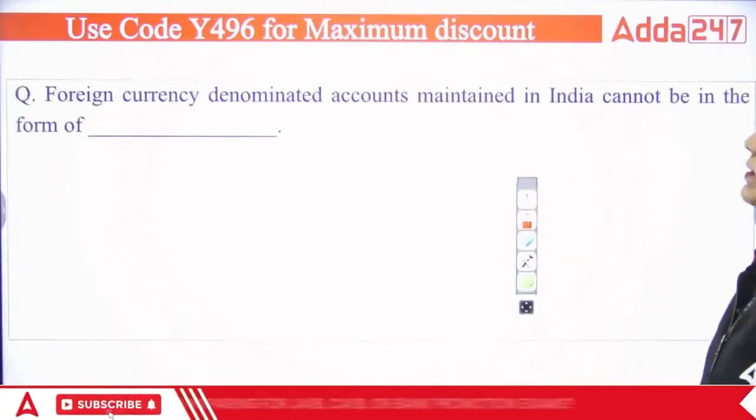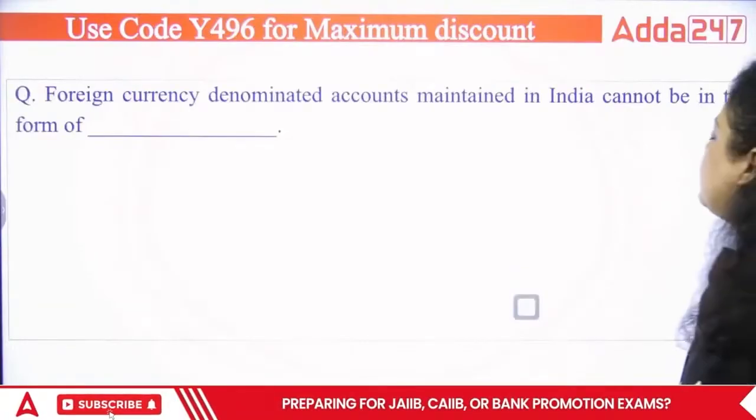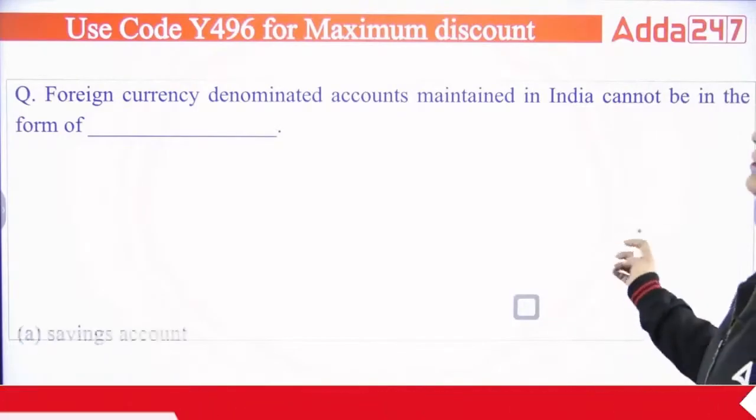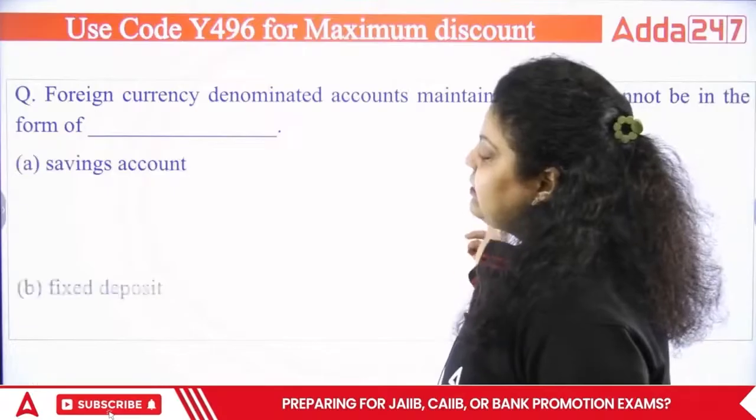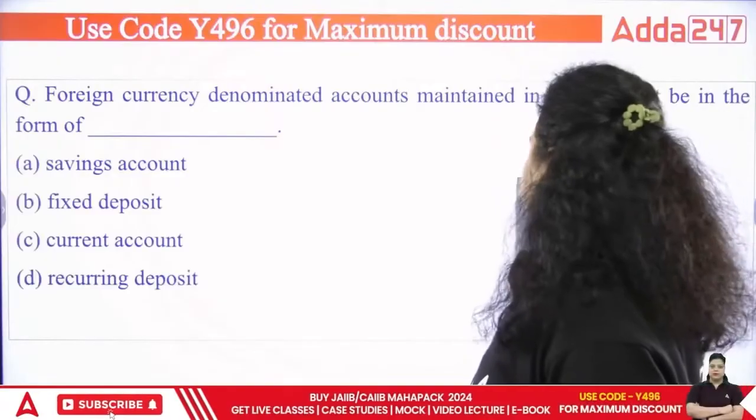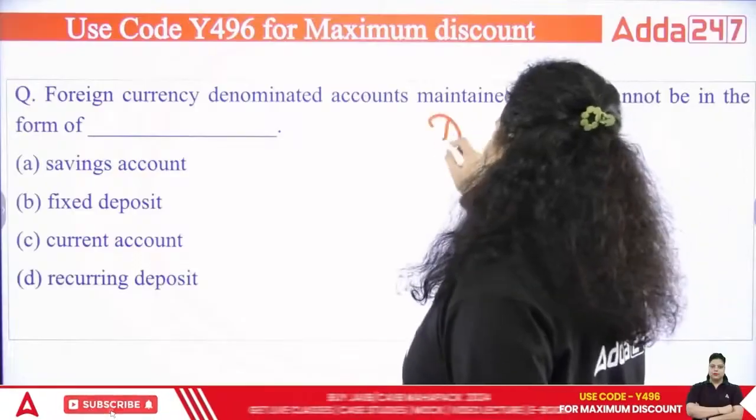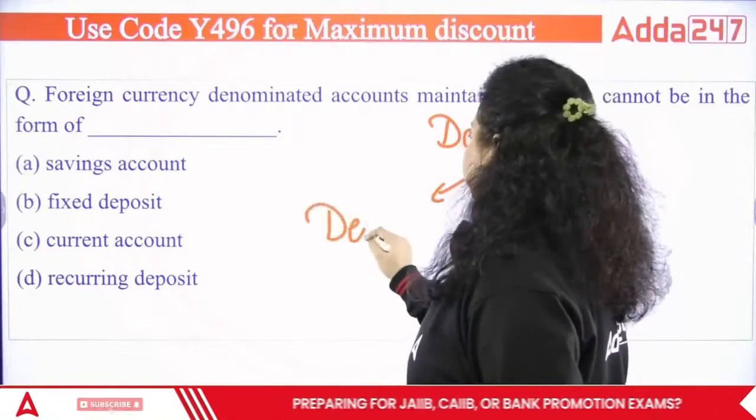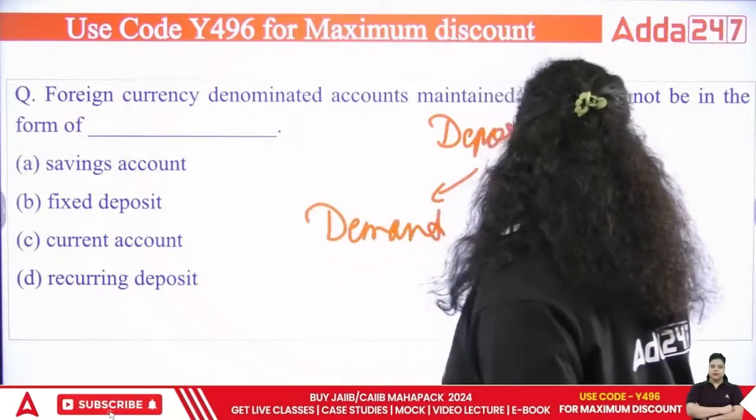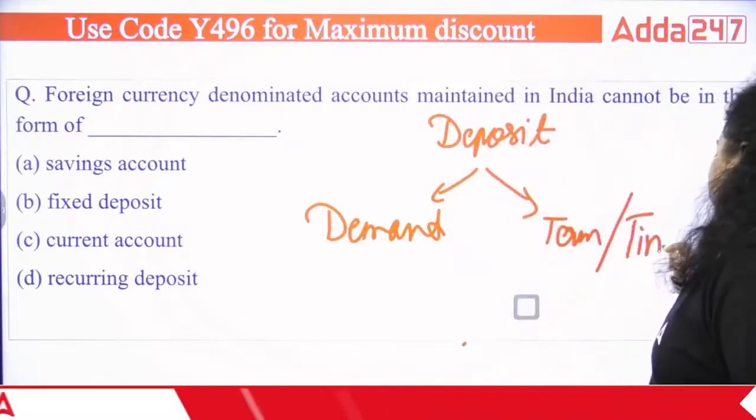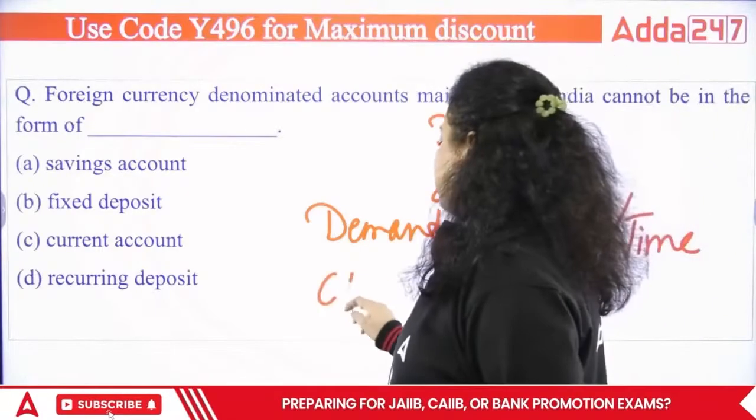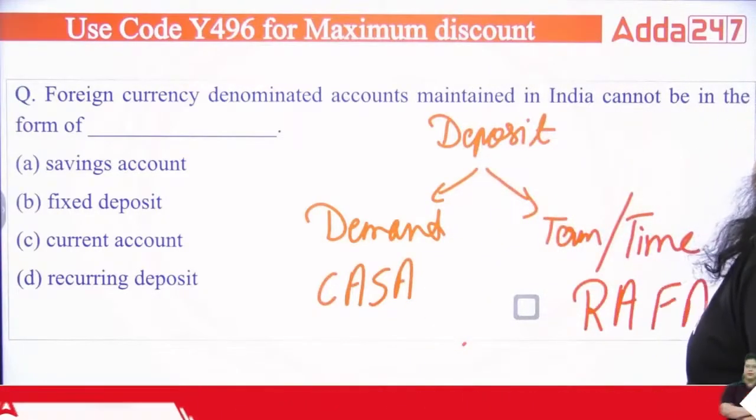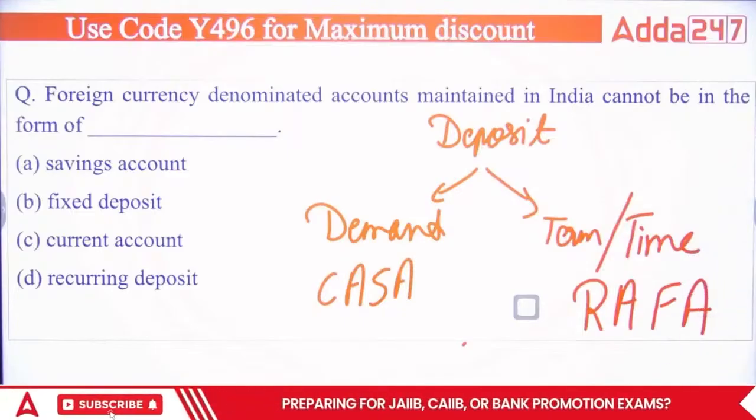The second question: a foreign currency denominated account maintained in India cannot be in the form of dash. If you are opening a foreign currency account in India, it should not be in which particular form of account: savings account, fixed deposit, current account or recurring deposit. You know there are deposits of 2 types in every bank: demand deposit and term or time deposit. Demand deposit covers your CASA and time deposit covers your RAFA, that is recurring account and fixed account. So this is the deposit we are talking about here.